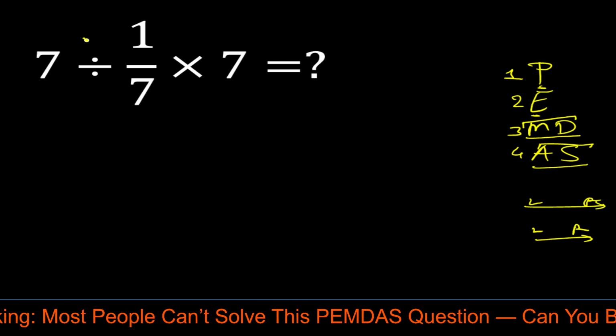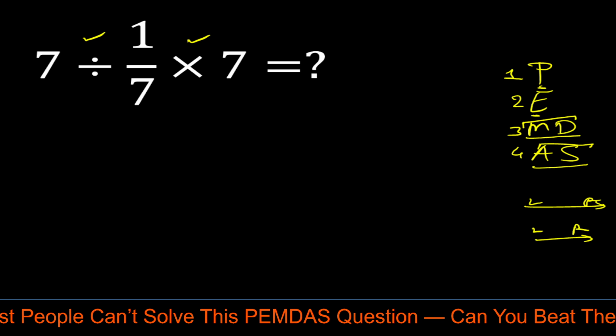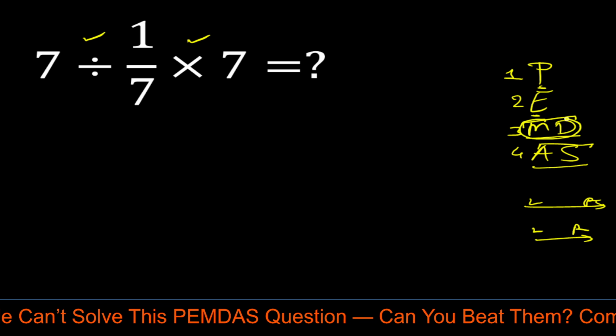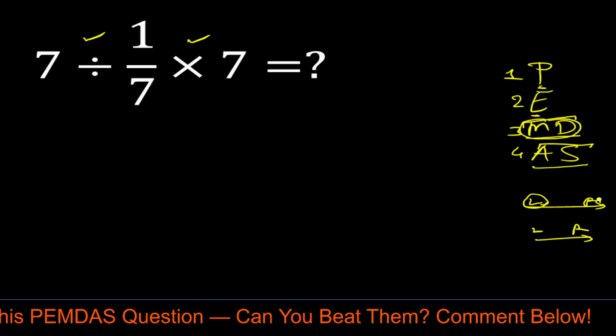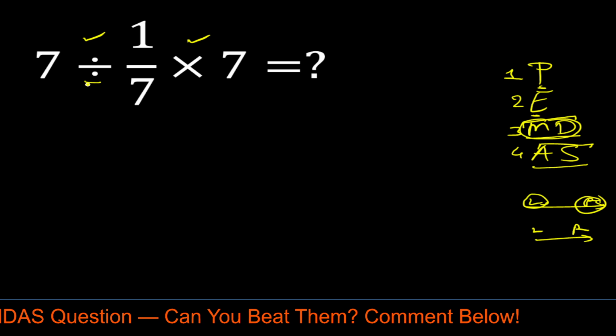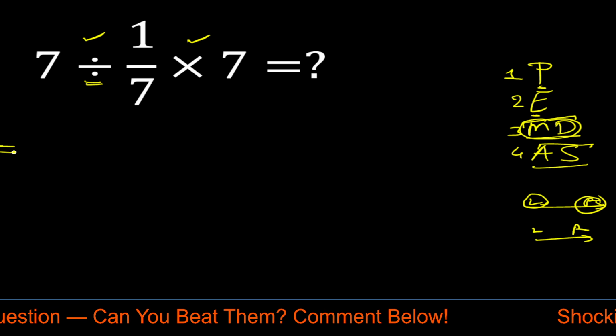So in this question, here we have division and here multiplication. So multiplication and division both have equal priority, so we have to solve it from left to right. So first we have to solve this division, right? So now 7.